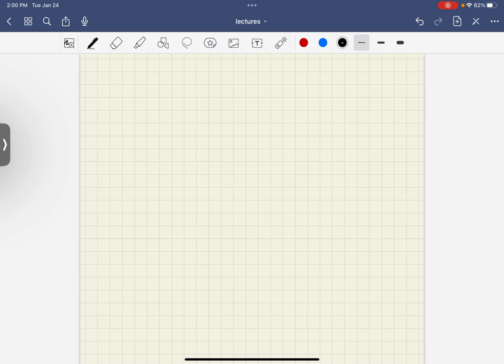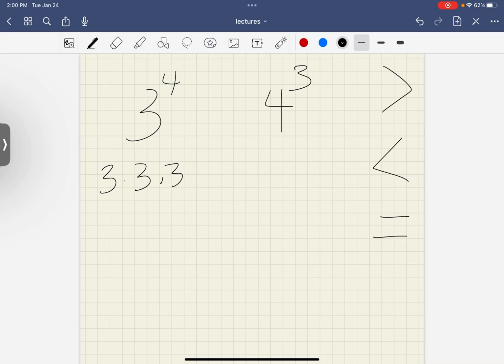So it's compare 3 to the 4th and 4 to the 3rd. Remember, when we're comparing, we're saying it's either greater than, less than, or equal to. So remember, 3 to the 4th means 3 times 3 times 3 times 3. And 4 to the 3rd, and there's a circle here, means 4 times 4 times 4. So we have to figure out each one of these.